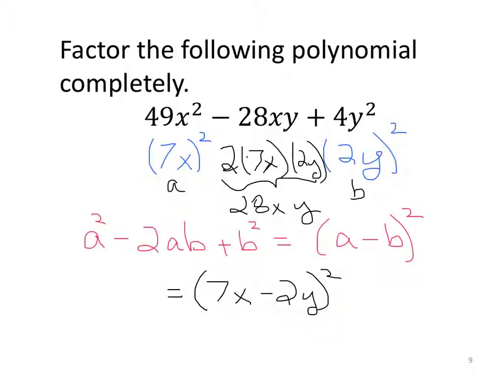There is another way to do this. You can do this using grouping, but the problem is you're going to be dealing with very large numbers. Like in grouping, you would take 49 times 4, and then you would find two numbers that multiply to that and add to negative 28. And so as you can see, that can be very difficult to work. That's why this formula is so handy.